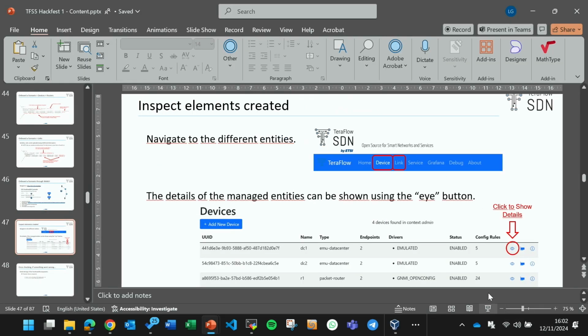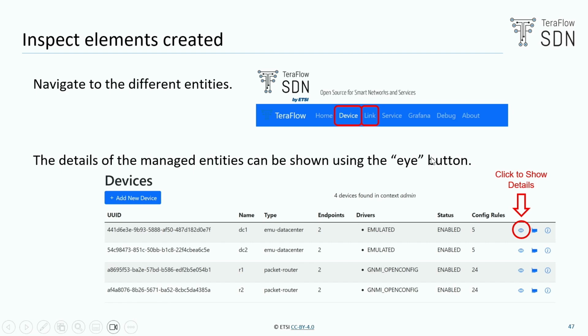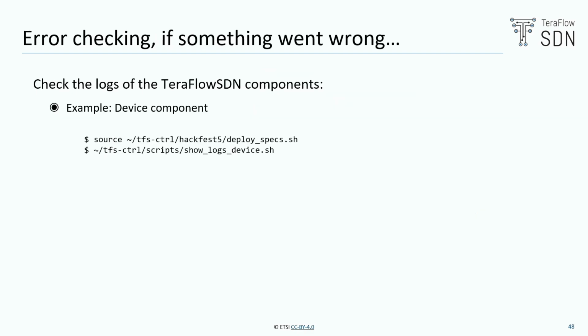Here, let me jump again to the slides. So well, this is what we did to inspect the elements. In case you have trouble, you can always run some scripts that we have, which are show logs and then the name of the component, in order to check if there was some error or which was the error. In general, the errors are managed and the web UI reports them, but in some spot cases it might happen that maybe they are unhandled errors. You can check over there what's going on.